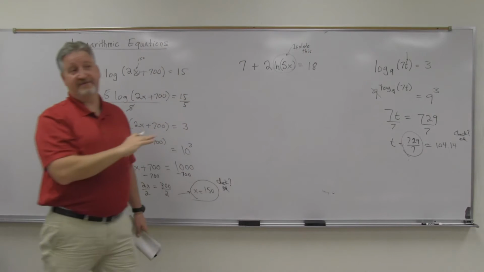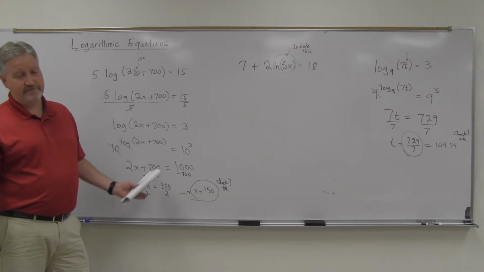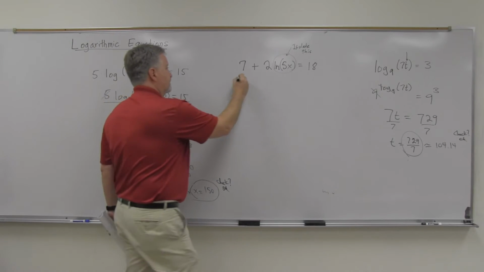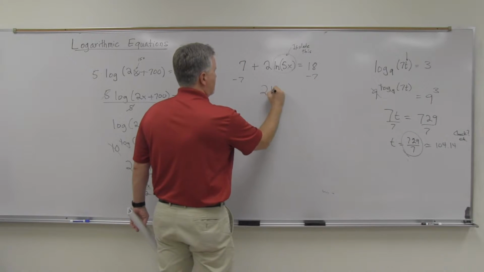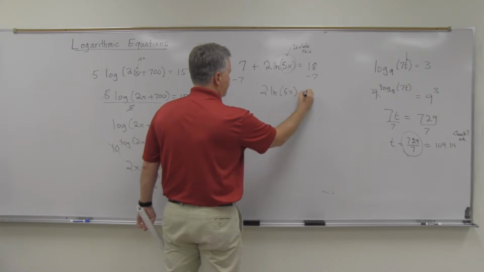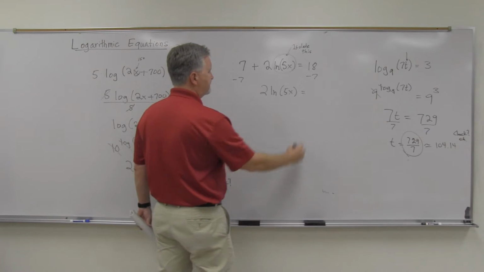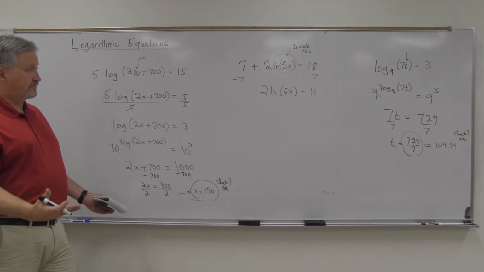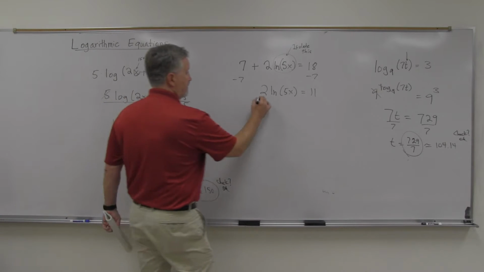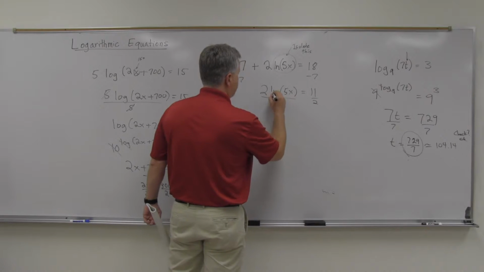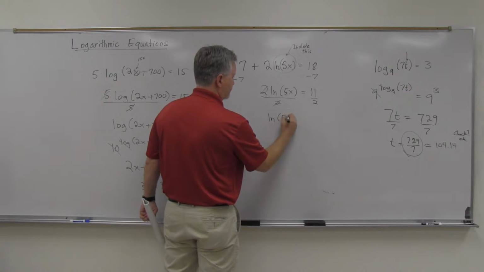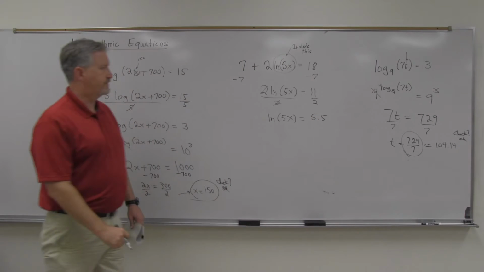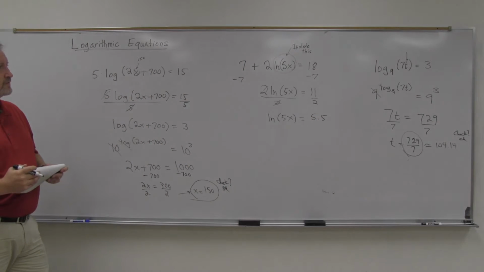I need to get rid of the 7 and the 2. So how do I get rid of them? To get rid of the 7, subtract 7 from both sides. That leaves 2 ln of 5x on the left side and 11 on the right side. And then we've got the 2 in front, that's 2 times it, so divide by the 2. You can leave 11 halves, or 5.5, which may be easier to handle for what comes next.